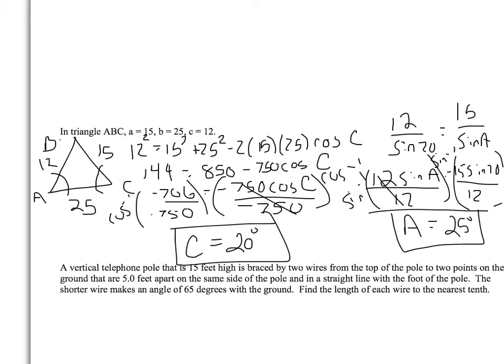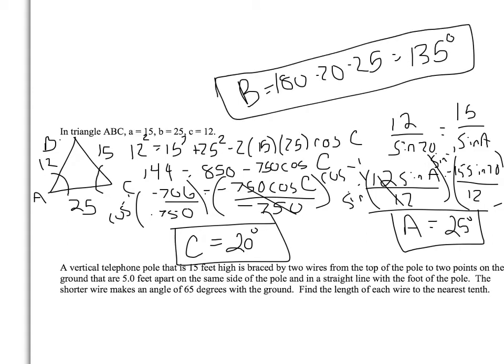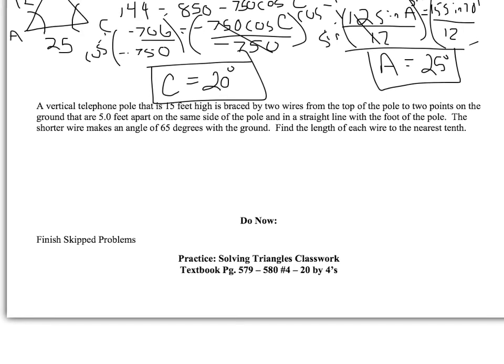Now to find your third angle, which is angle B, just take 180 degrees and subtract off the two angles that you already found to give you an angle of 135 degrees. So you found your 3 missing pieces, which in this case happen to be 3 angles. And then we'll do this one together as well.